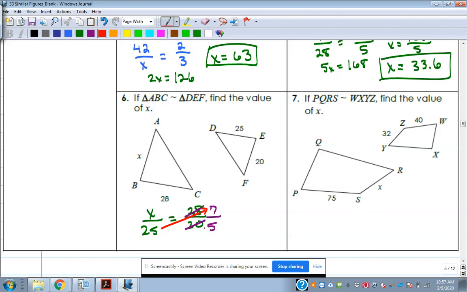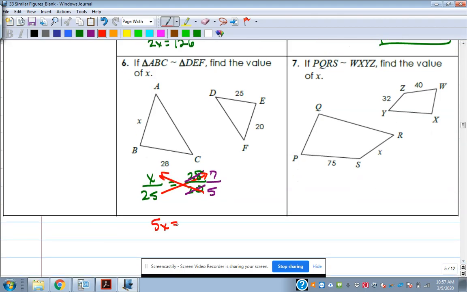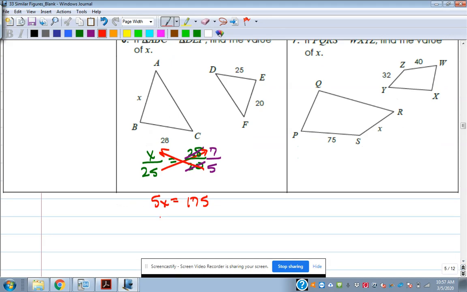Not a have to kind of thing, but it can make life easier. So cross multiply those. Get 5x is equal to 175. Divide by 5.